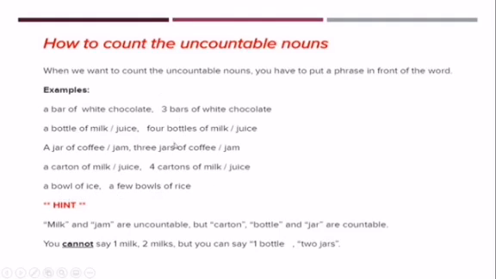Okay, so we can measure, yes, we need to use a phrase like this. So milk and jam are uncountable, but carton, bottle, and jar are countable. We cannot say 1 meal, 2 meal, but we can say 1 bottle, 2 jars, 2 bottles. Okay.